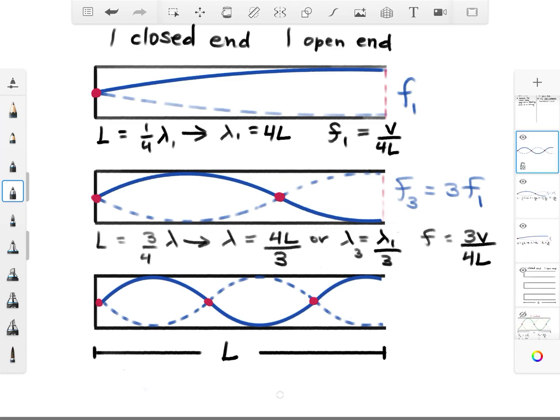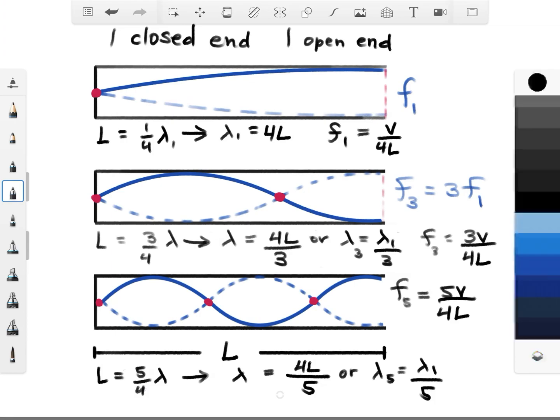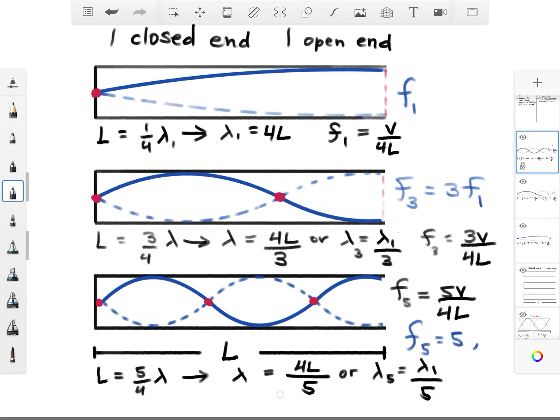Now, for this one, we see a full wave plus a quarter. So 1 plus 1/4 gives you 5/4, which means that our wavelength is equal to 4L divided by 5, or wavelength 5 equals wavelength 1 divided by 5. And finally, our F5 would be 5V over 4L. This means that our F5 is 5 times the original frequency, F1.